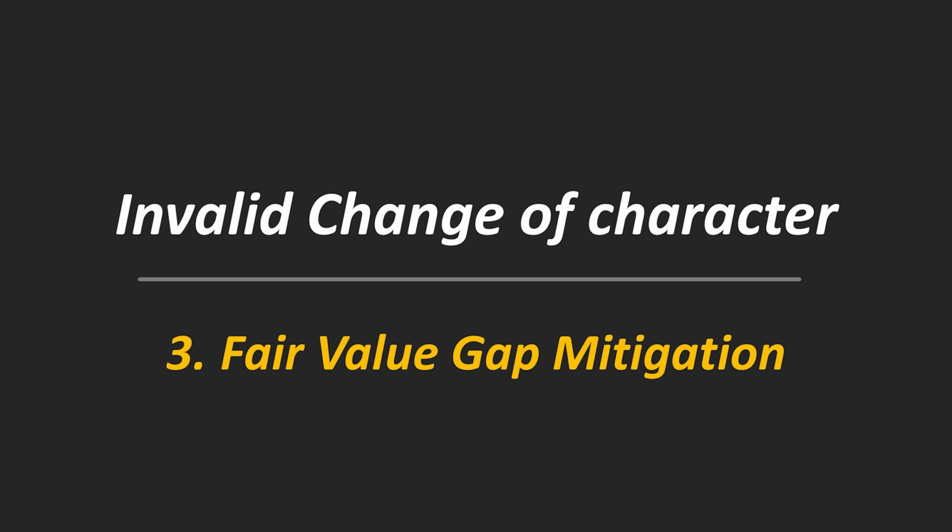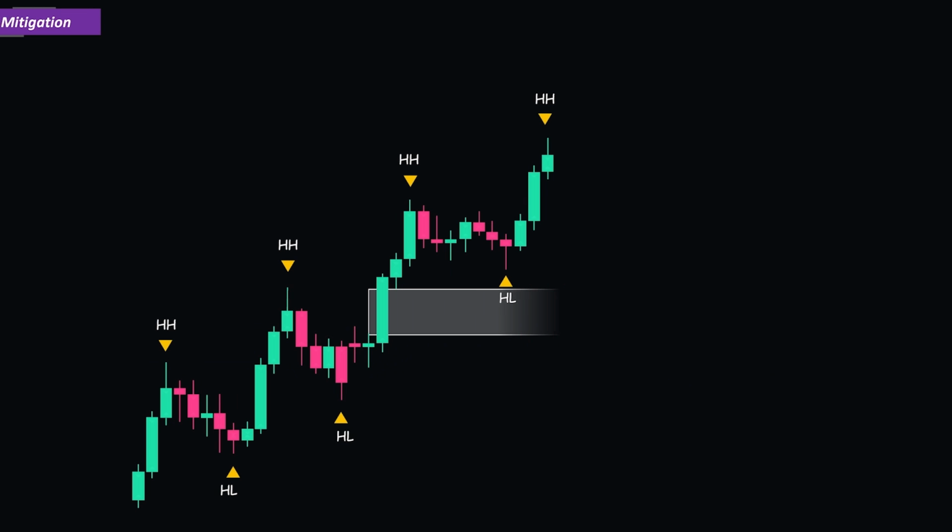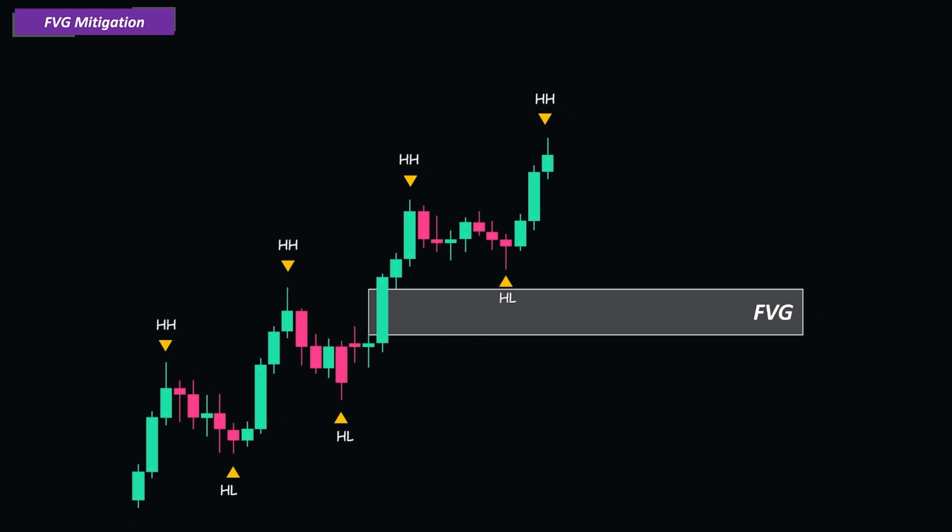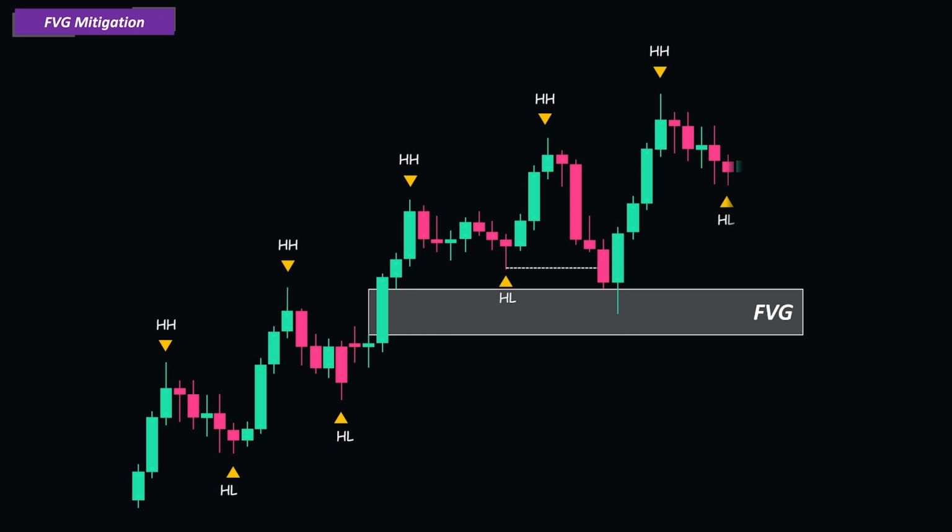Number 3. Fair value gap mitigation. If there is a fair value gap below the swing low, price may drop to fill or mitigate it and then continue higher. In this case, the move down is only a reaction, not a real shift in structure, which invalidates the change of character.